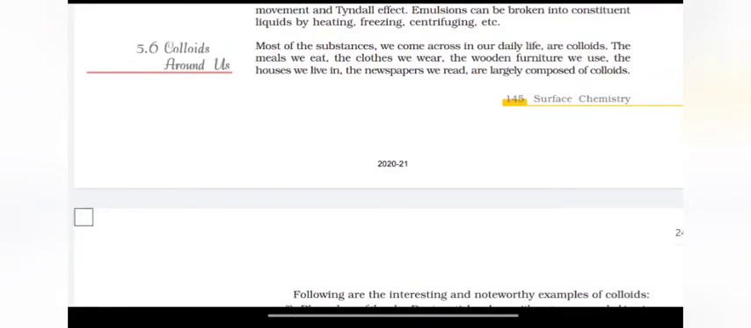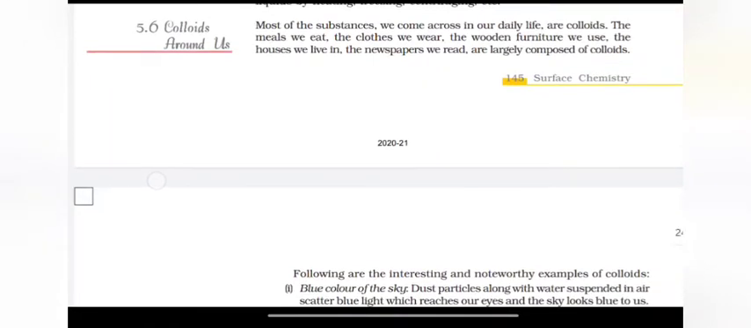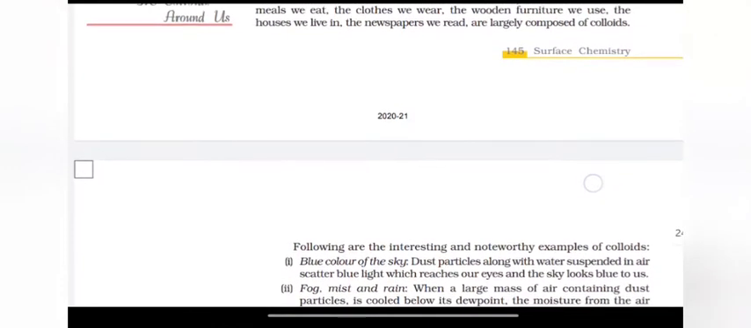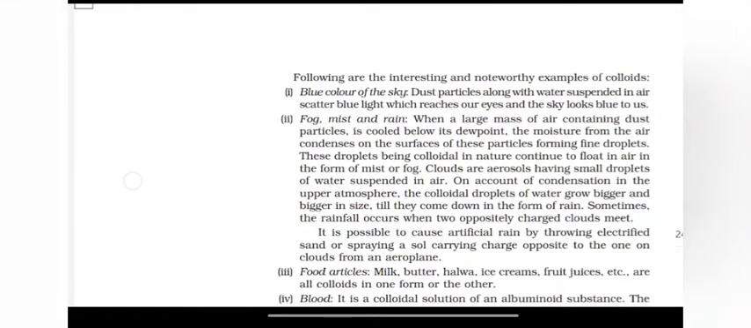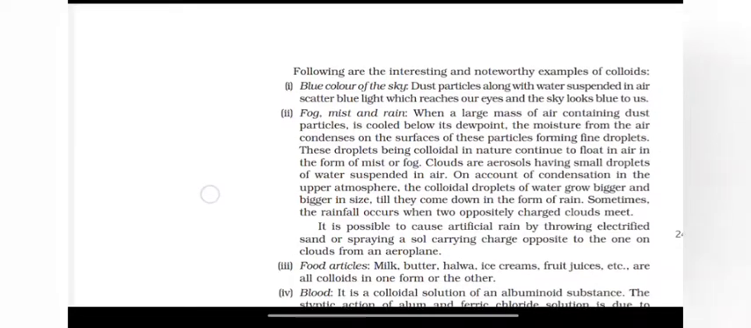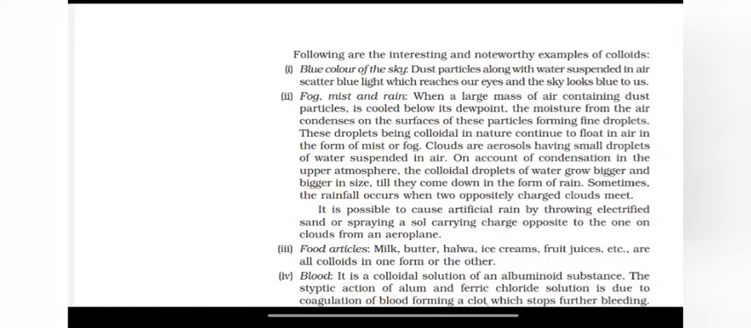Colloids around us. Most of the substances we come across in daily life are colloids. The meals we eat, the clothes we wear, the food and furniture we use, the house we live in, the newspaper we read are largely composed of colloids. Following are interesting and noteworthy examples of colloids. Blue color of sky. Dust particles along with water suspended in air scatter blue light which reaches our eyes and sky looks blue to us.